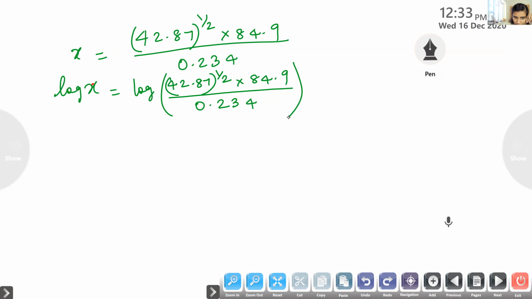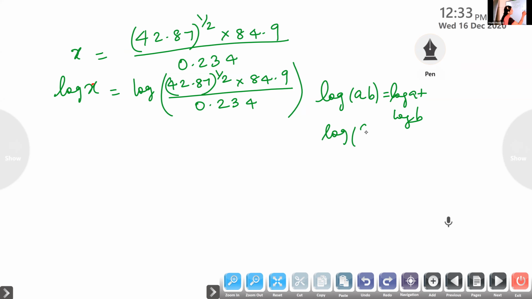Now, what is log of a into b? What you have learned about log of a into b? Use the property. Karthik. What is log of ab? Log a plus log b. We can separate the log if it is in product. What is log of a by b? If it comes in division, log a minus log b.